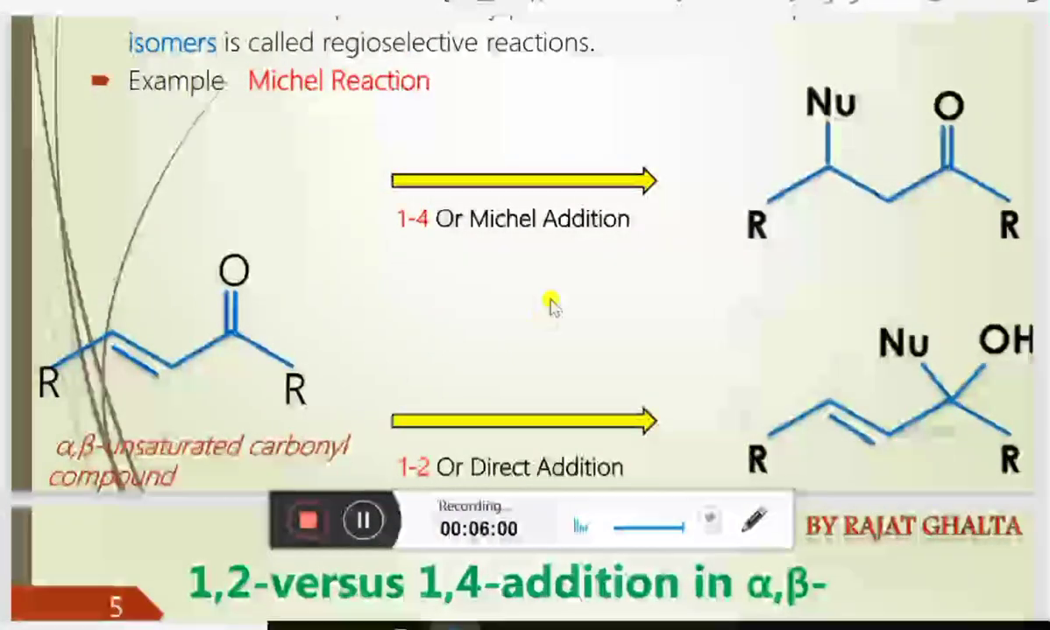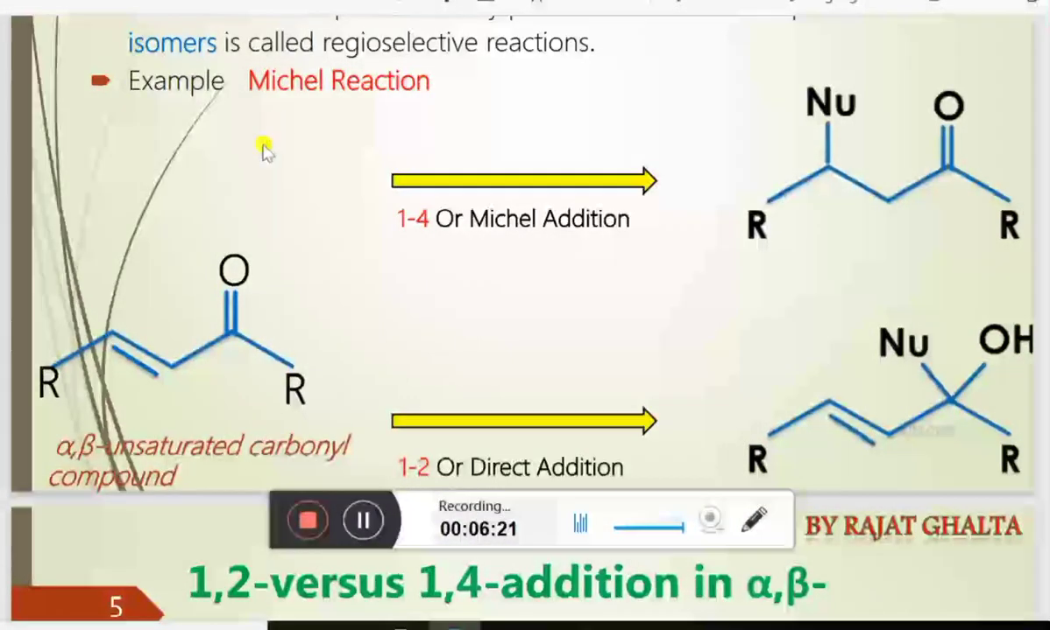Why I'm saying this will be clarified in the next slides. If there is an attack of the nucleophile at this carbonyl group, that will be called the 1,2 addition. But if there's a nucleophilic attack over here on this carbon, and then this will move here, and then this will shift over here, and another addition takes place here, then we say that is 1,4 addition. That is called the Michael addition.